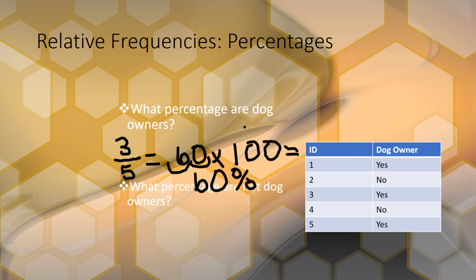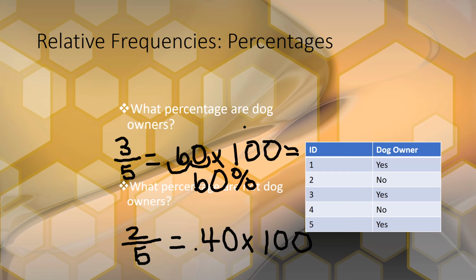Then we go to the second one. What percentage are not dog owners? We do 2 out of 5, because there's 2 not dog owners. And that equals 0.40. We're going to multiply that by 100, and you'll get 40%. Or again, you can move the decimal over twice.